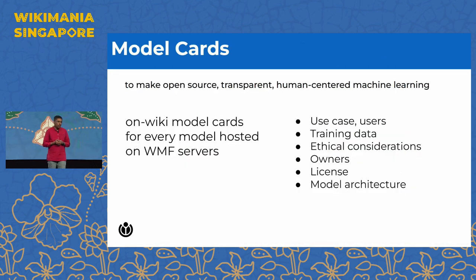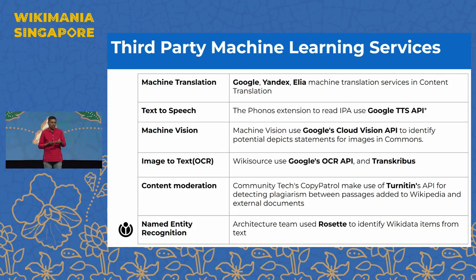Finally, I want to talk about model cards. This is all about transparency, about how we use machine learning inside Wikimedia. So for every model that we are using in the Wikimedia Foundation, we want to be transparent to the community.